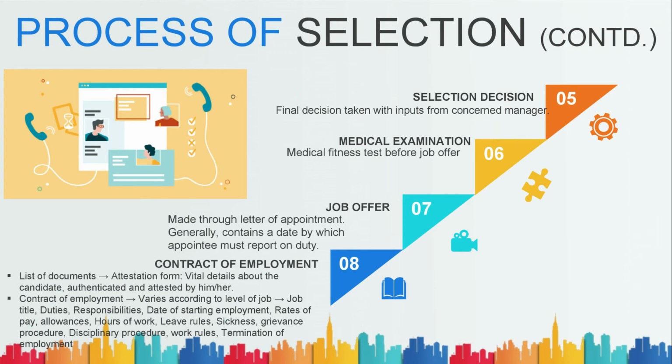The next step is the selection decision, where the final decision is taken with inputs from the concerned manager. Who is the concerned manager? The one who is directly in contact or the immediate superior of the employee. Now, obviously, this is an outcome of whatever has happened in the previous steps, be it the assessment done through the test, or the interview that was conducted on a one-to-one basis. And after, of course, the reference and background checks, all these things are taken into consideration, and the decision is made from the management's point of view whether that person is selected or rejected.